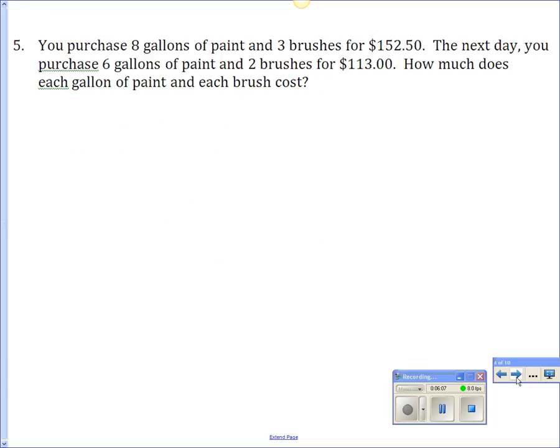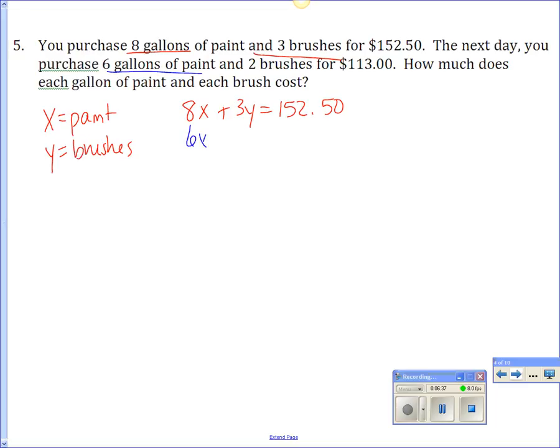Number 5, you purchase 8 gallons of paint and 3 brushes for $152.50. The next day you purchase 6 gallons of paint and 2 brushes for $113. How much does each gallon of paint and each brush cost? So I'm going to let X be paint and Y be brushes. So I've got 8 gallons, so 8X plus 3Y equals $152.50. My next equation is going to be 6x plus 2y equals 113.